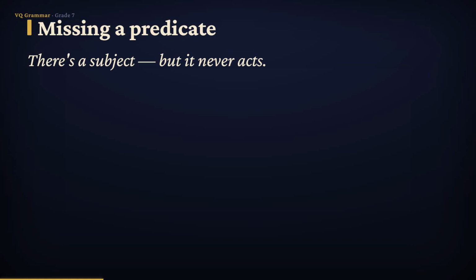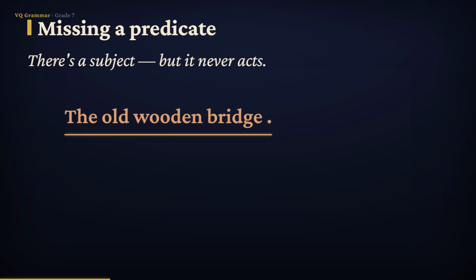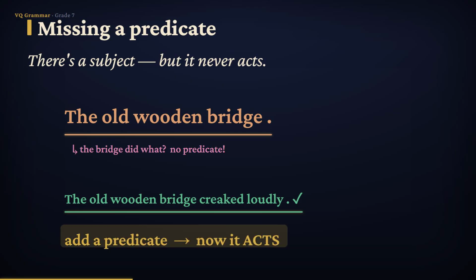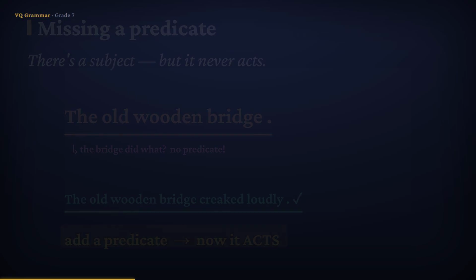A sentence can also break the other way by losing its predicate. Here's an example. The old wooden bridge. We have a subject, the bridge, but then the words just stop. The bridge did what? A subject sitting all alone, with nothing to do or be, is still a fragment. So let's give it a predicate. The old wooden bridge creaked loudly. Now the bridge is finally doing something, and the thought is whole.